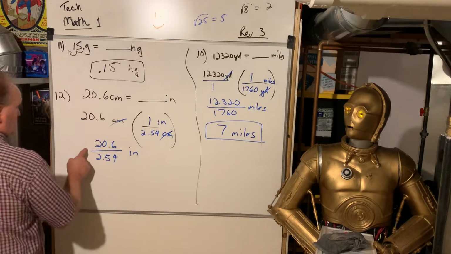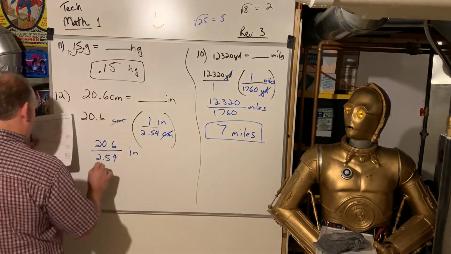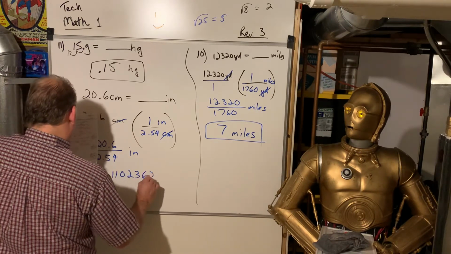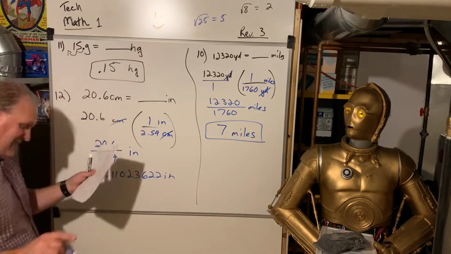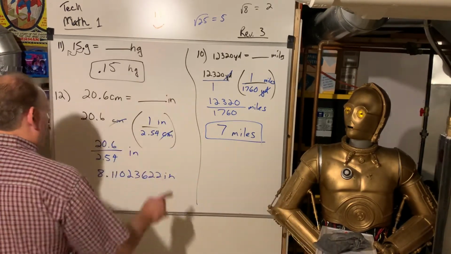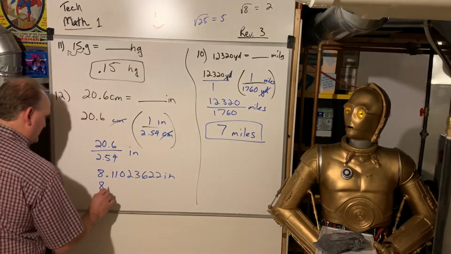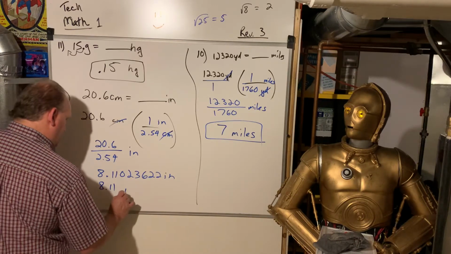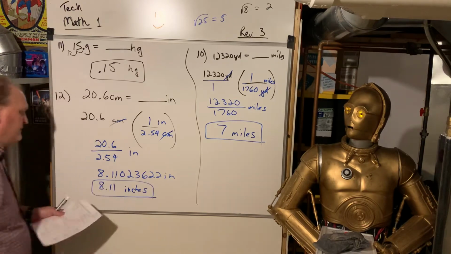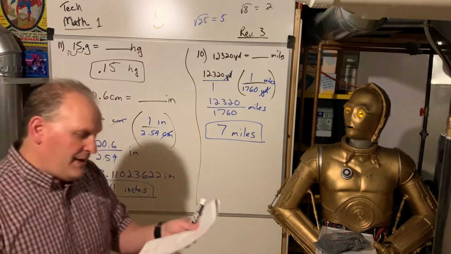Once in a while I get a student or two that leave it like that. Don't leave it like that. Divide it. You get 8.11023.622 inches. And on the test it'll clearly say 100ths place, okay? On the review it didn't. So that's a mistake they made on the review. You should always be told how many places you want for precision. All right?